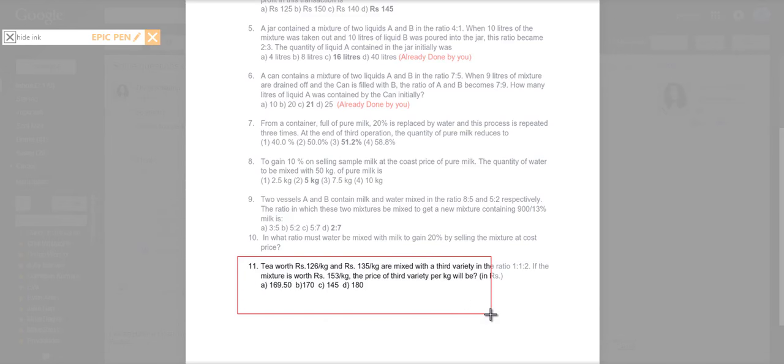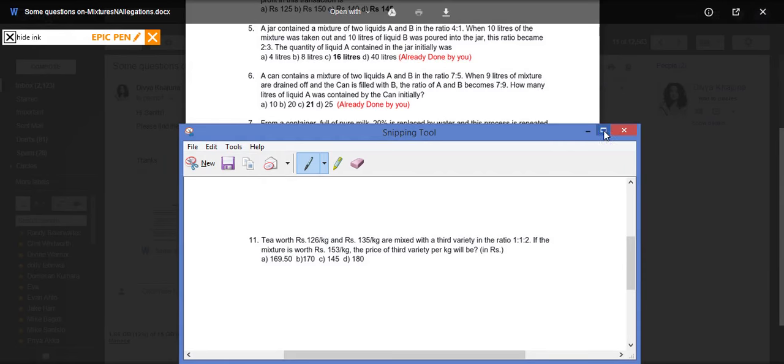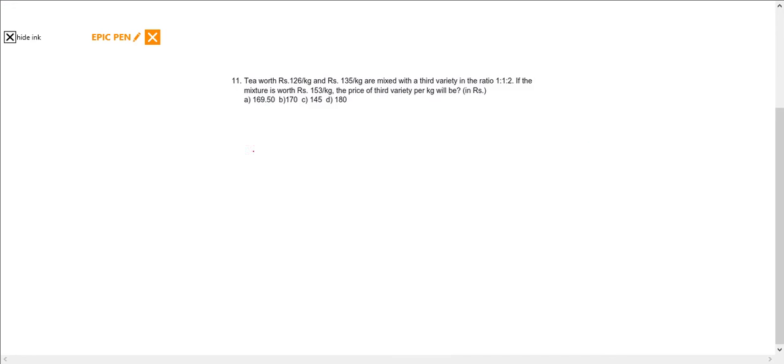Let's move to question number 11. Tea worth rupees 126 per kg and rupees 135 per kg are mixed with a third variety in the ratio 1:1:2. If the mixture is worth rupees 153 per kg, we have this resulting mixture at 153 per kg. I'm mixing tea: this is T1, this is T2, and there is T3. T3 is X rupees.